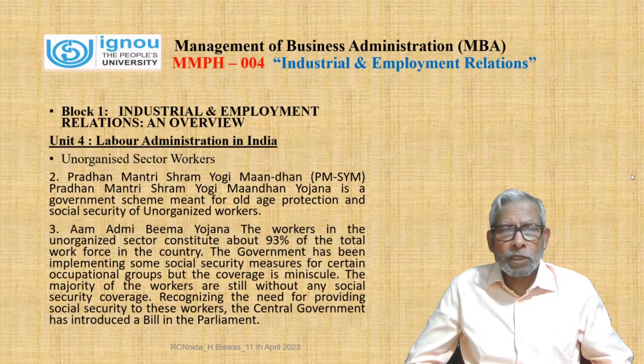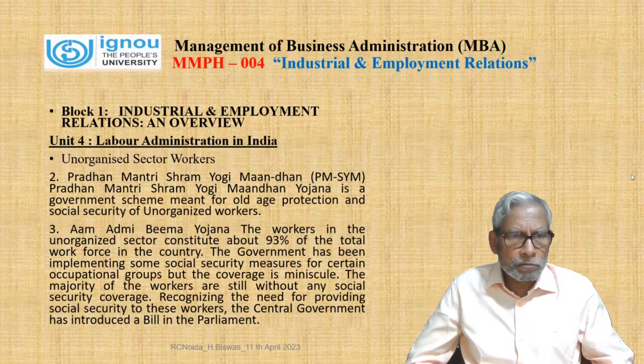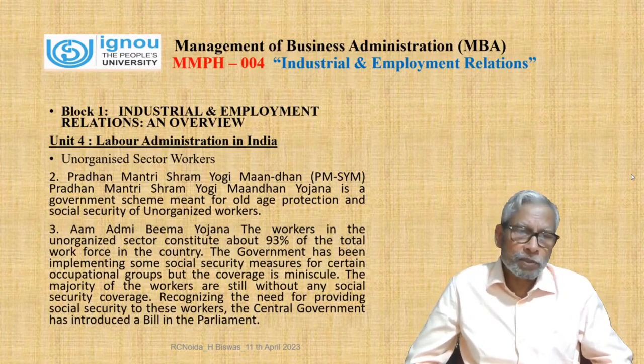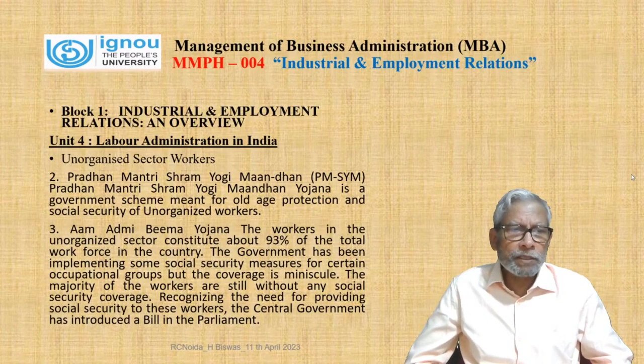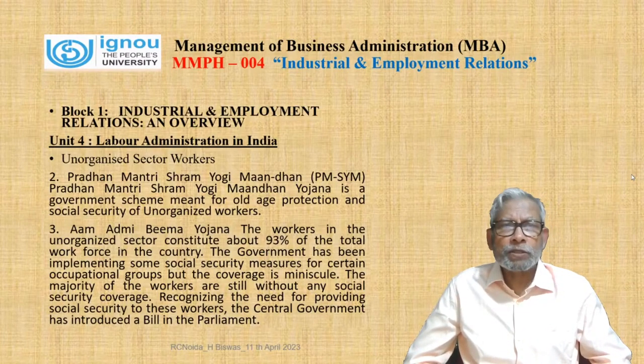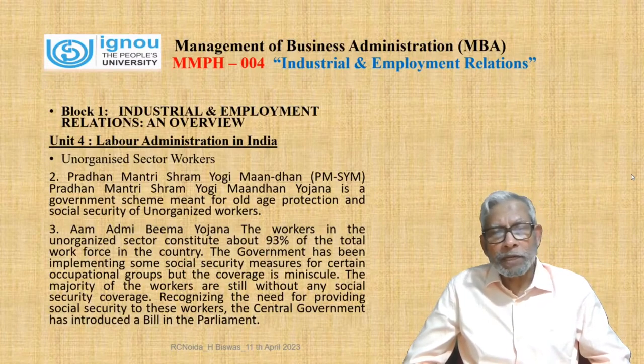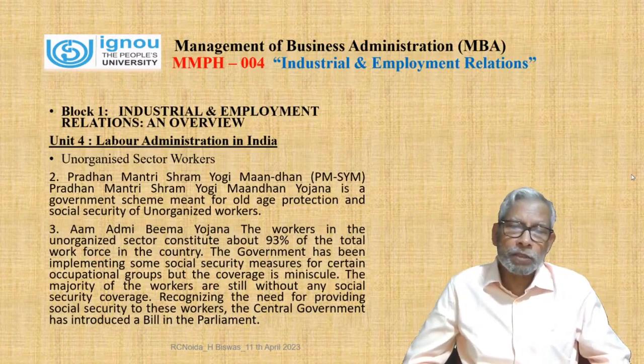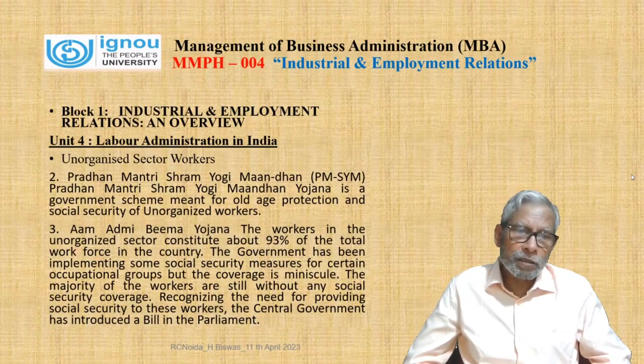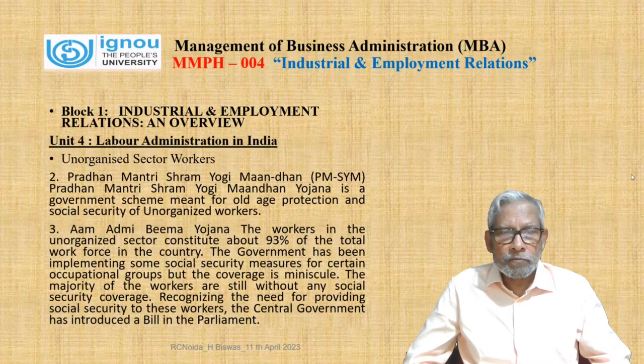Aam Aadmi Bima Yojana: unorganized workers constitute about 93% of the total workforce in the country. The government has been implementing some social security measures for certain occupational groups, but the coverage is minimal. The majority of the workers are still without any social security coverage. Recognizing the need for providing social security to these workers, the central government has introduced a bill in the parliament.